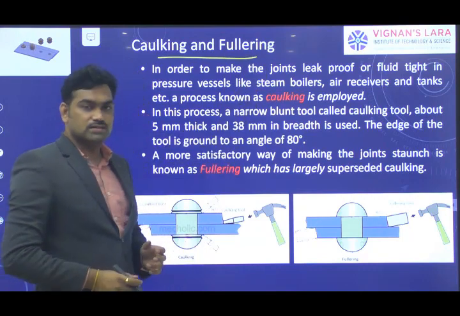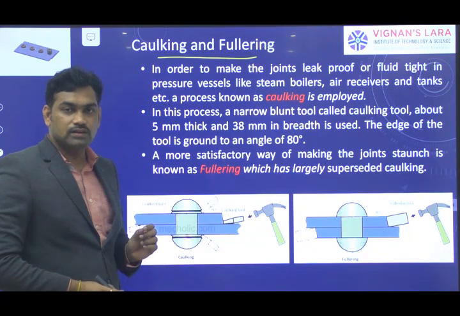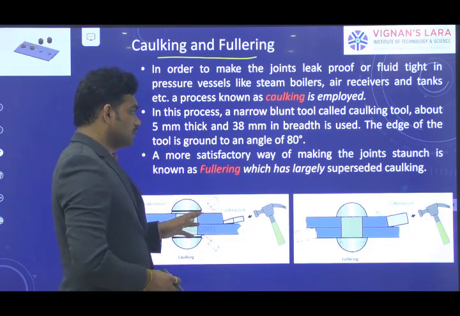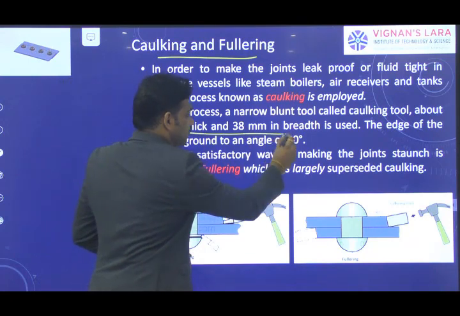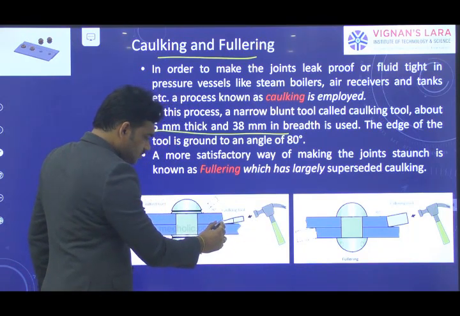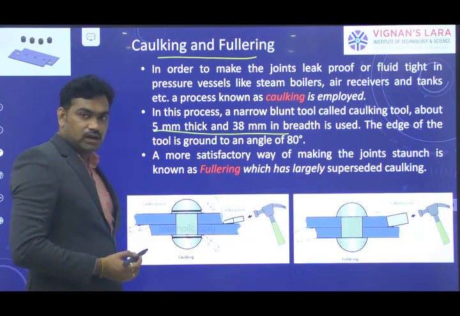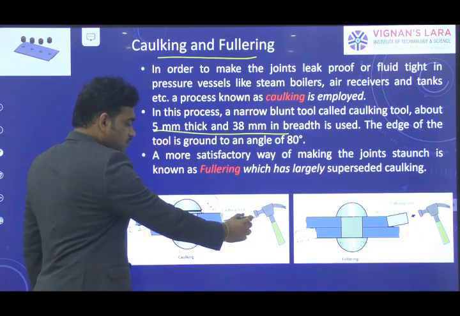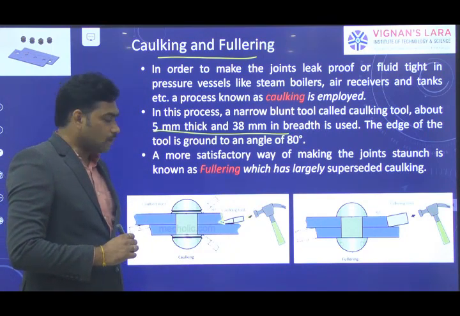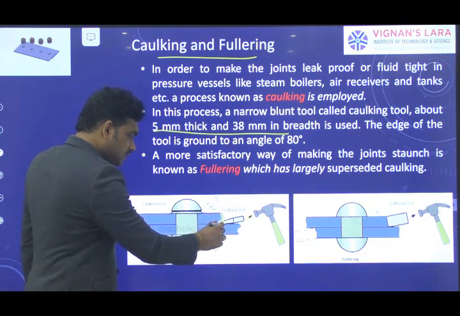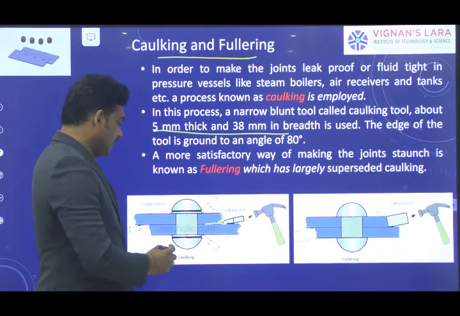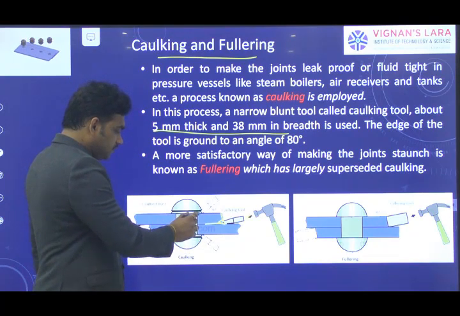So what is caulking? There is a blunt tool having a width of 5 to 28 mm, or 38 mm, and by means of hammer blows you can work at the edges of the plate. By applying the caulking tool with a hammer blow, these edges can be notched towards the inside of the plate, so that any clearance present between these two plates can be completely avoided.